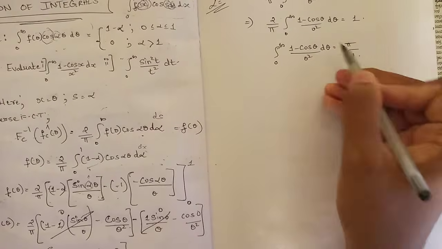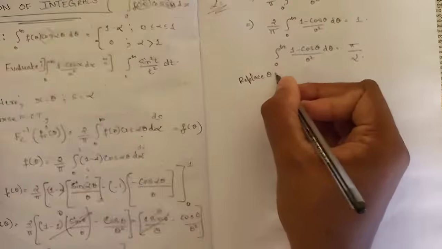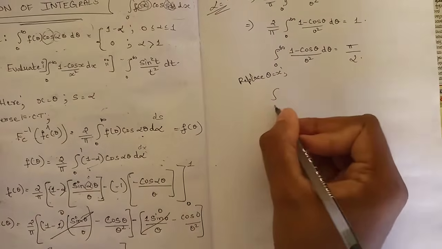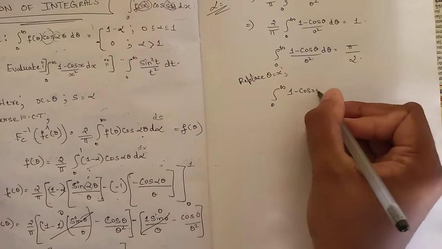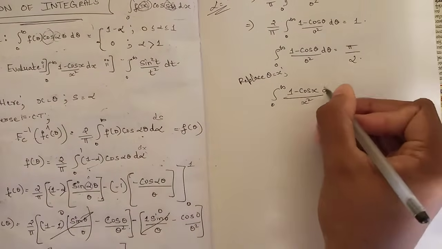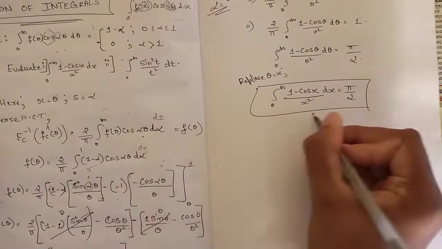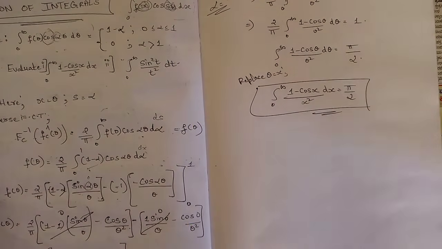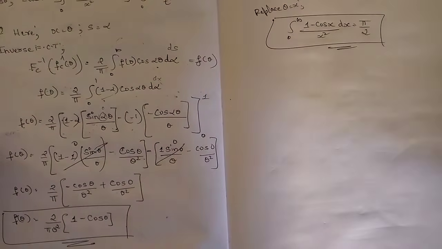Here now we need to replace the value of theta by x, okay, so that we will get our first case, that is, (1 minus cos x) by x square dx is equal to pi by 2. See, we have evaluated one case. So now the one more is there, that is sin square t by t square dt, right? Yeah, so now we'll do that.